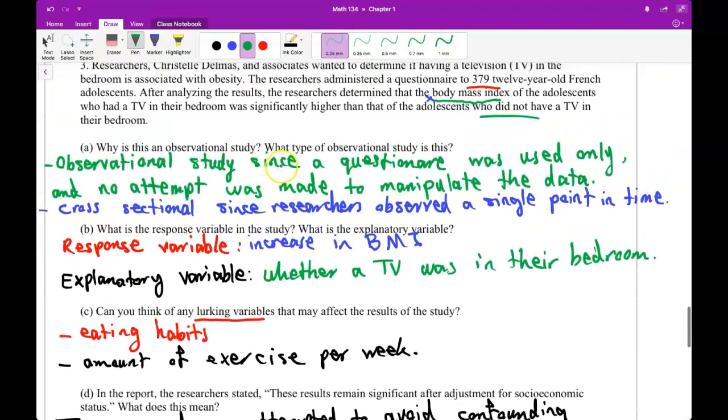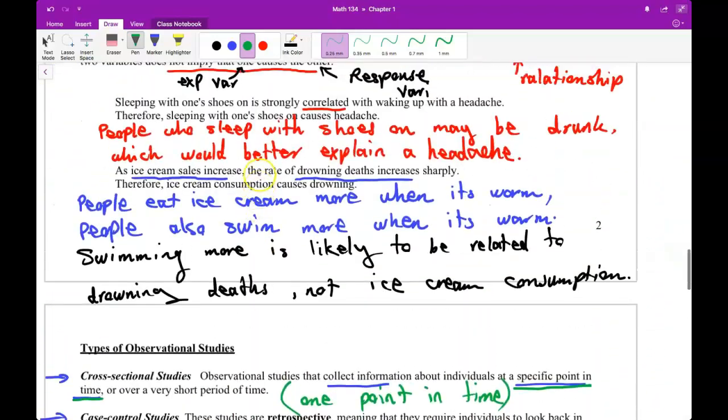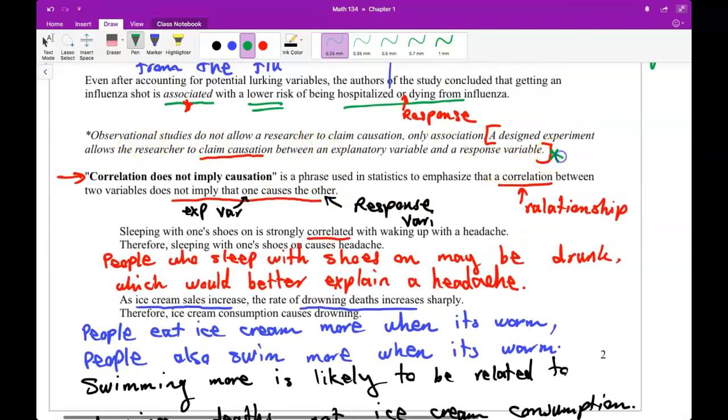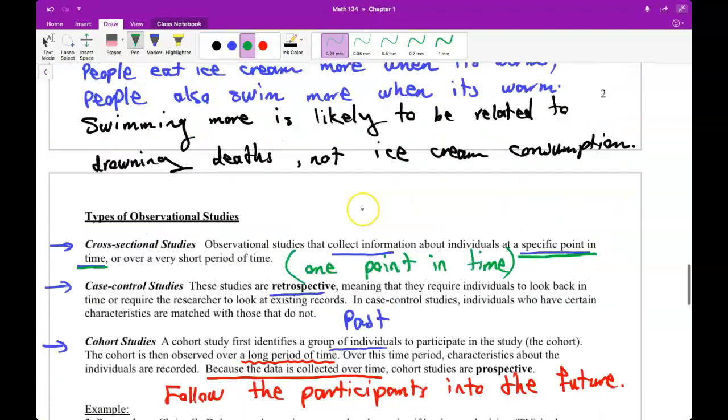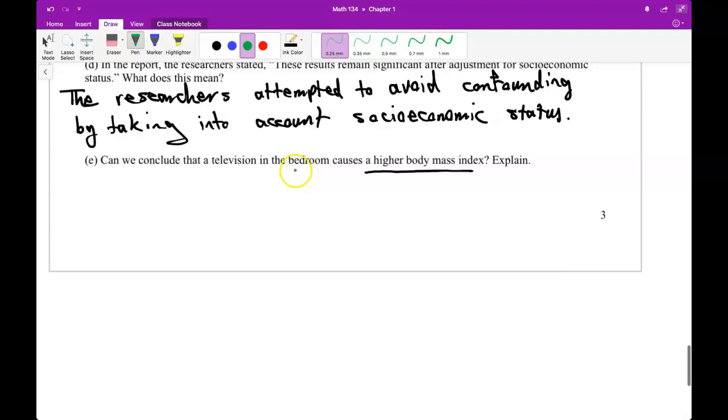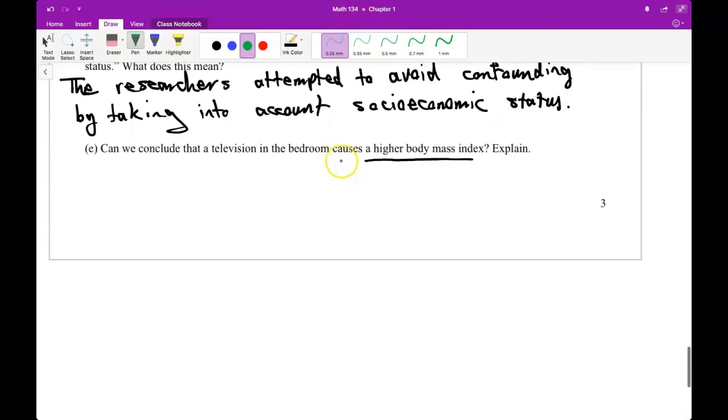Remember, on this part I said that if you had a designed experiment, then you may say you have causation, but in this example we have an observational study and we do have association, we cannot claim causation. So this explanatory variable may not be the reason for that higher body mass index. No.